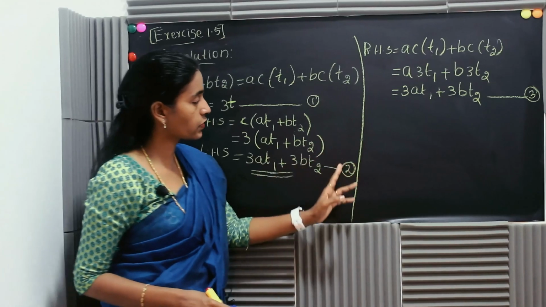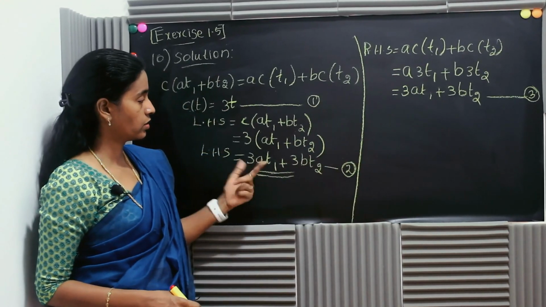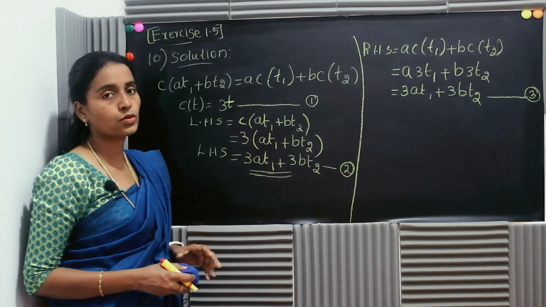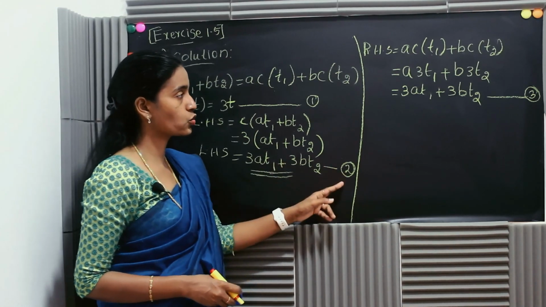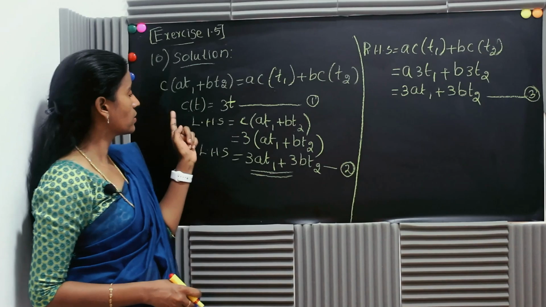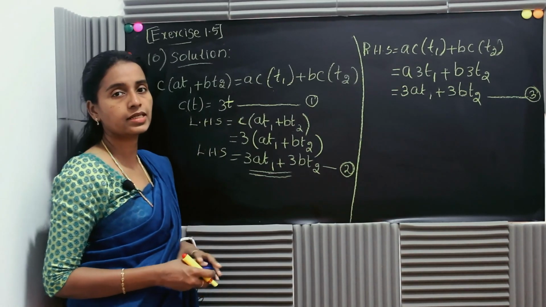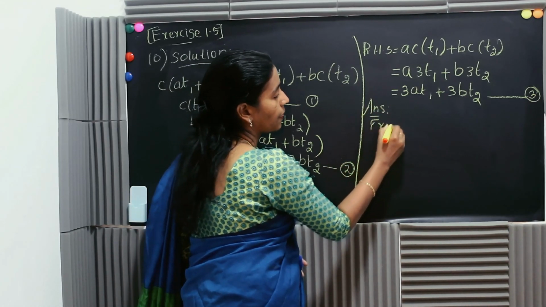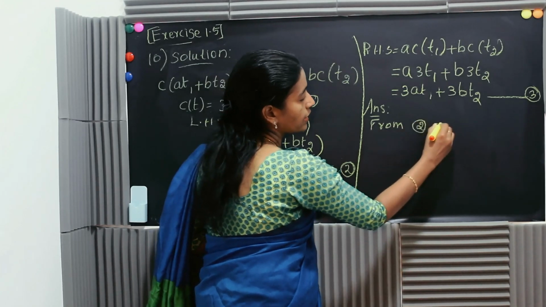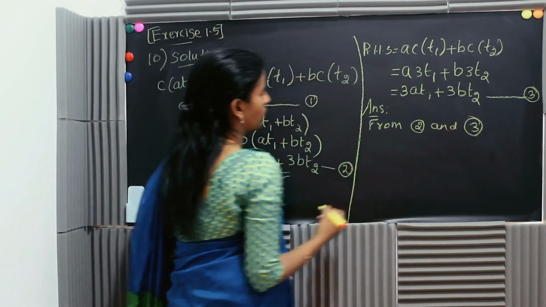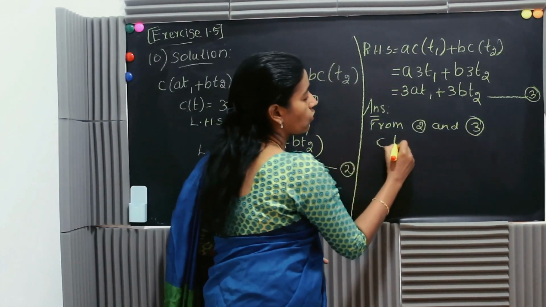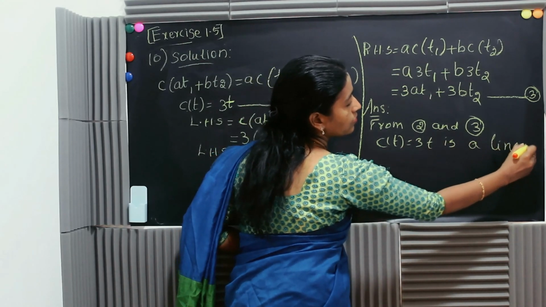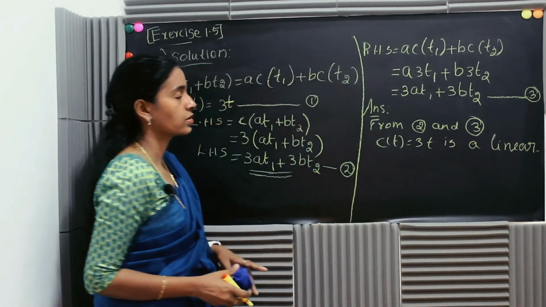Check whether equation number 2 and 3 are equal or not. 3 a t1, 3 a t1, 3 b t2, 3 b t2. These are equal. So, from 2 and 3, this C of t equal 3t is linear. This is the answer. How can we write the answer? From 2 and 3, C of t equal 3t is linear. Okay, this is the answer.